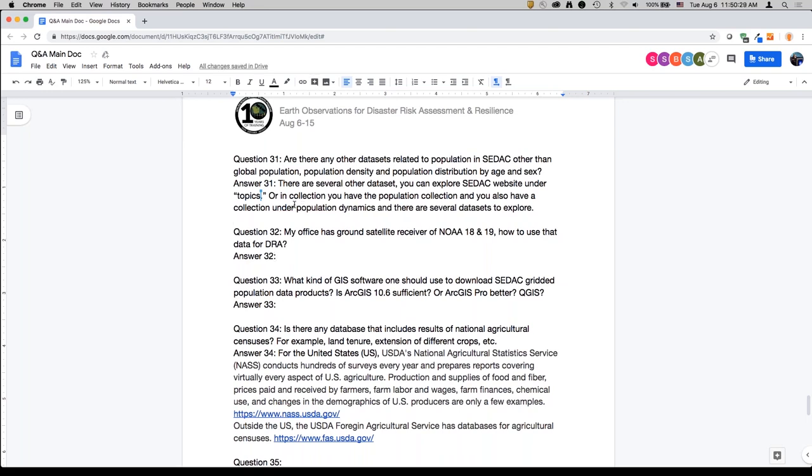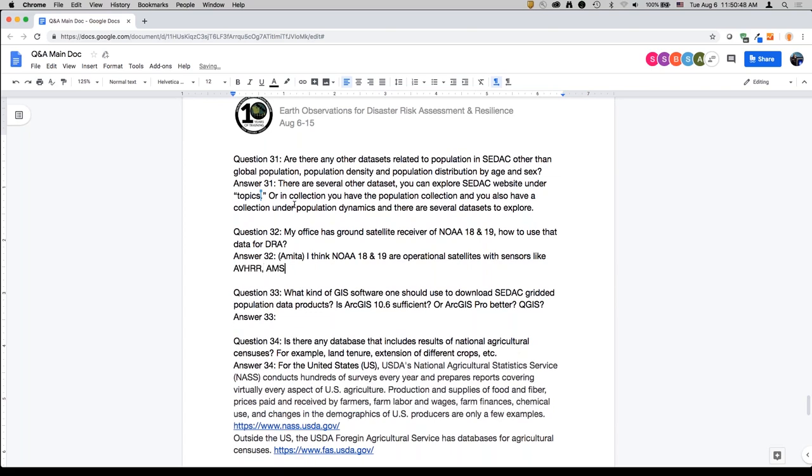Question 32 is, my office has a ground satellite receiver for NOAA 18 and 19. How to use that data for DRA? I think NOAA 18 and 19 are operational weather satellites. They have sensors like AVHRR, HIRS, and MSU. So there are products derived from these sensors.